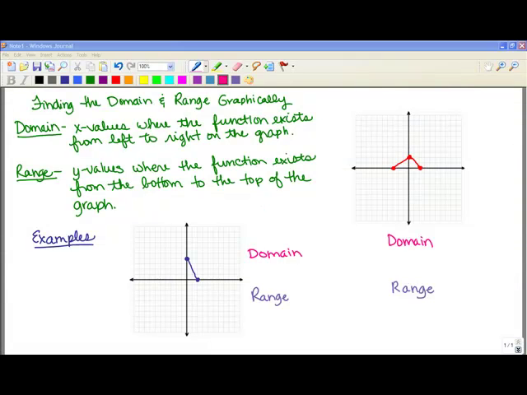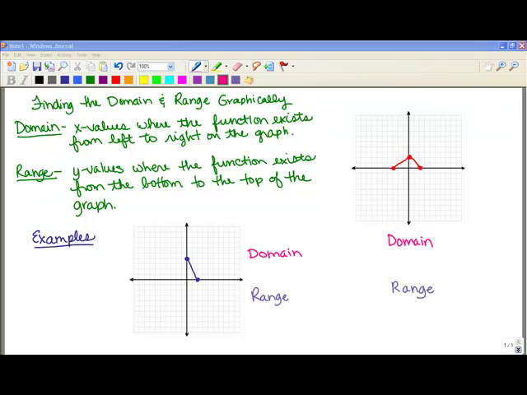This video will show you how to find the domain and range graphically for a function. The domain are always x values where the function exists, and on the graph we'll look from left to right. The range are y values where the function exists, and on the graph we'll look from the bottom to the top. I have two functions drawn here on the screen. We're going to find the domain and range for each one.